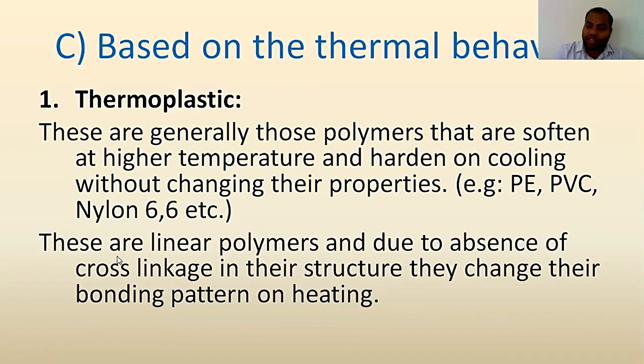If we see the structure of this thermoplastic polymer, we can see that there are linear polymers or linear molecules which are bonded through this addition reaction mainly, and due to the absence of cross linkage, these kinds of polymers are generally linear polymers or branched chain polymers, but there is no cross linkage as is present in the cross-linked polymer.